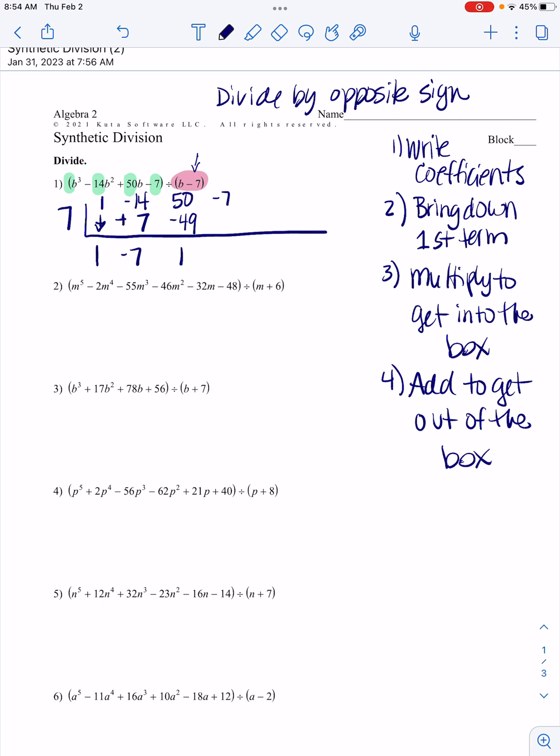We're going to multiply to get back into the box. 1 times 7 is 7. Negative 7 plus positive 7 is 0. So we have these numbers here on the bottom right here. Now what do we do with them?